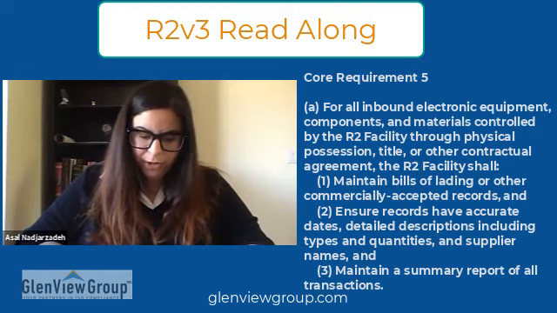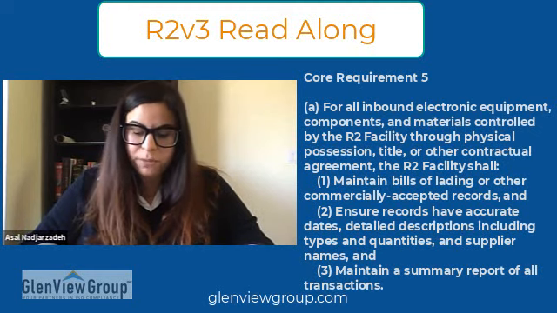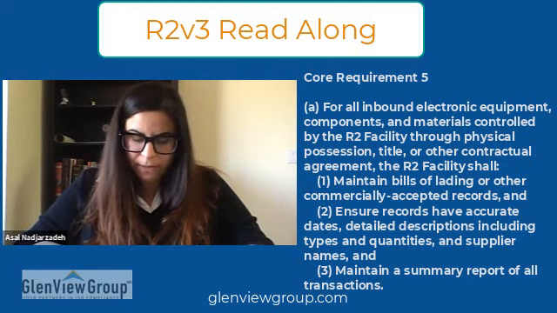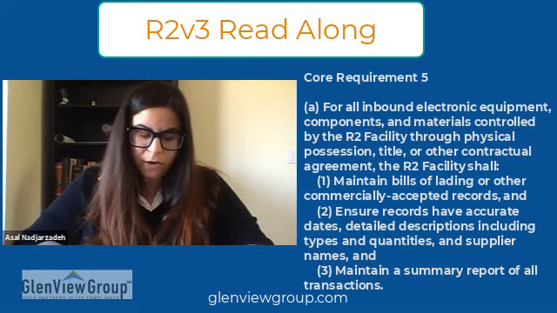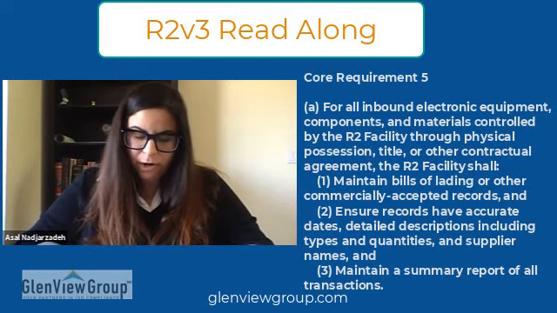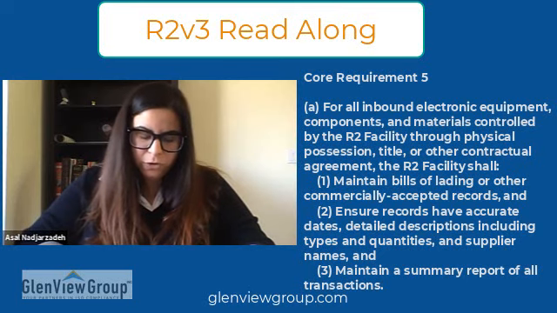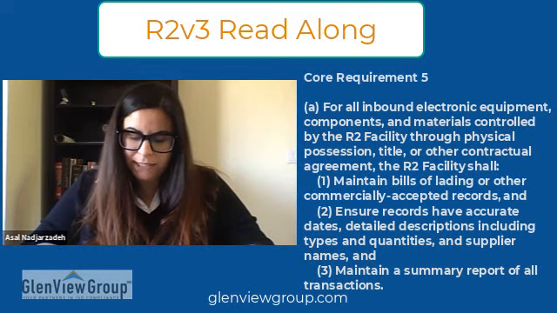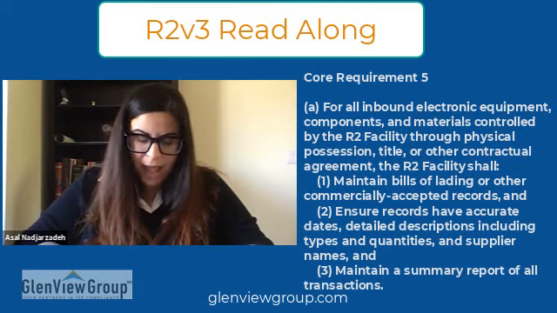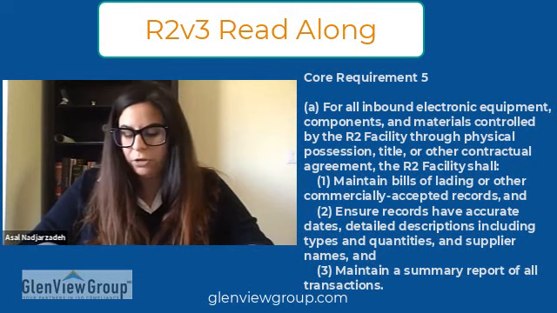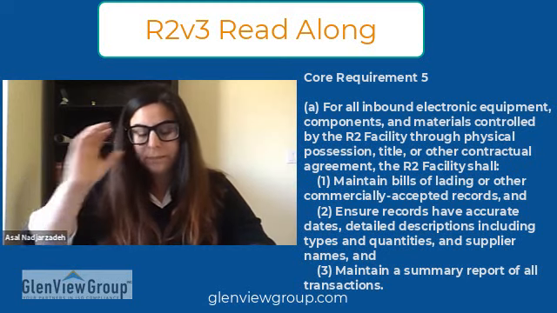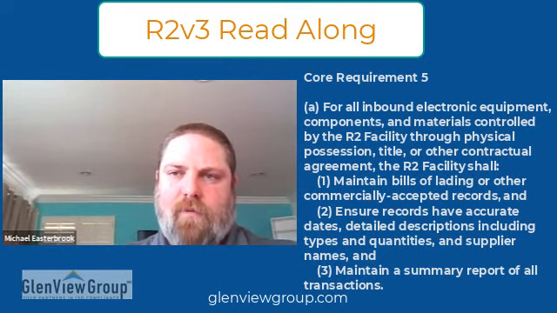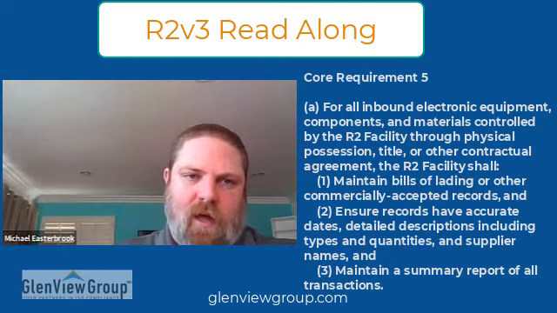Okay, so 5A. For all inbound electronic equipment, components, and materials controlled by the R2 facility through physical possession, title, or other contractual agreement, the R2 facility shall: 1. Maintain bills of lading or other commercially accepted records. 2. Ensure records have accurate dates, detailed descriptions, including types and quantities and supplier names. And 3. Maintain a summary report of all transactions. So this is a more detailed requirement than you had under provision 7 of R2 2013.